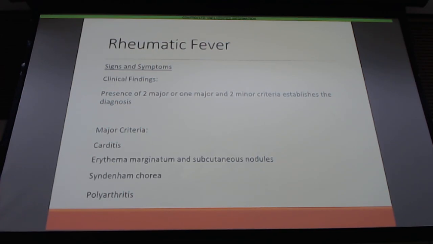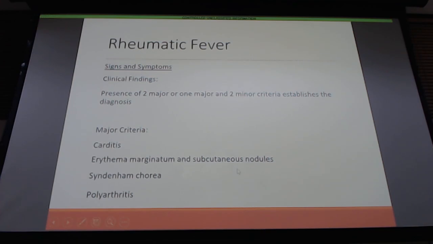Have you guys seen rheumatic fever before, in any of your classes? Okay. So what's this criteria called? Jones, correct. This is what we call the Jones criteria. Jones criteria is what we use to figure out whether a person does or does not have rheumatic fever. A lot of times this is just diagnosed clinically. You don't have to do a whole bunch of stuff. It's a clinical diagnosis.